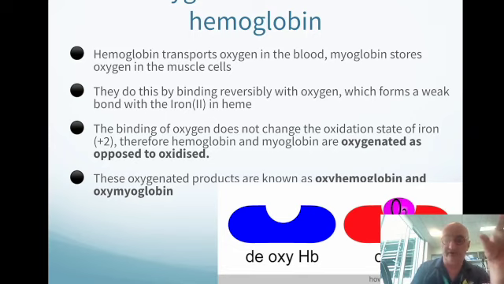Oxygen will saturate hemoglobin. If you get carbon monoxide there, it will bond irrevocably with the hemoglobin and not allow oxygen to be transported, and then you pass away.